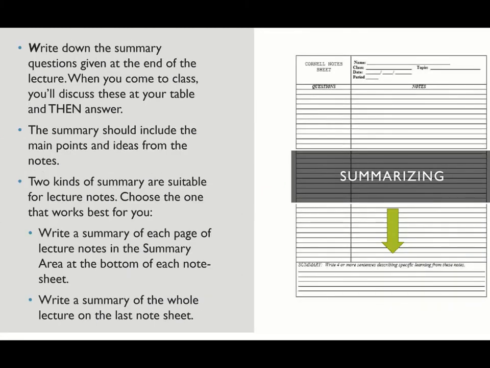The last component of Cornell Notes is the summary portion. At the end of every lecture, for the most part, I will give you anywhere from 3 to 5 summary questions. Those are the questions that I believe you should be able to answer after listening to the lecture and taking notes. So you are going to write those questions down in the summary portion of your notes, but you're not going to answer them.